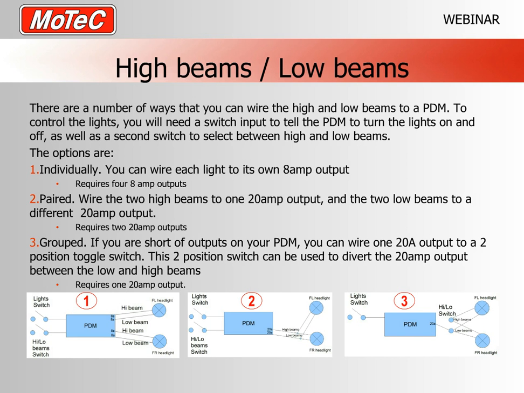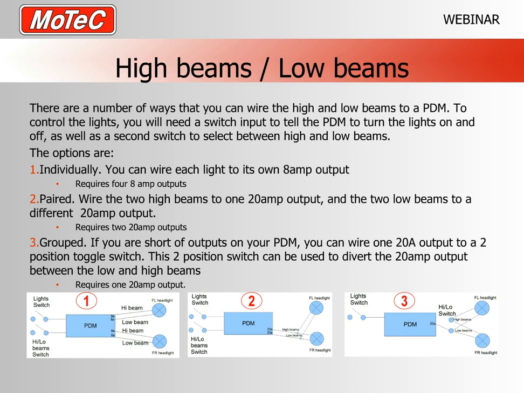We have a light switch and a high-low beam switch, and then each of the individual lamps is powered from an output of the PDM. If you have sufficient outputs, this is probably the preferable way to do it, because you can individually monitor each of the lamps, and you can detect failures and so forth without having any compromise on the other lamps.